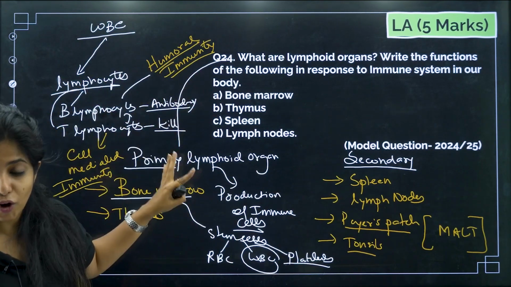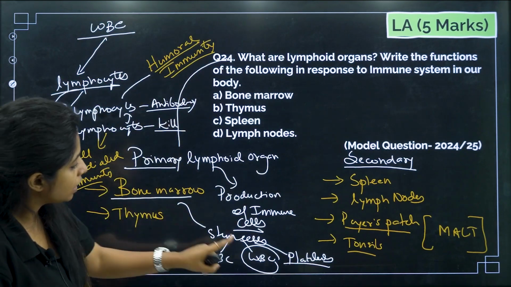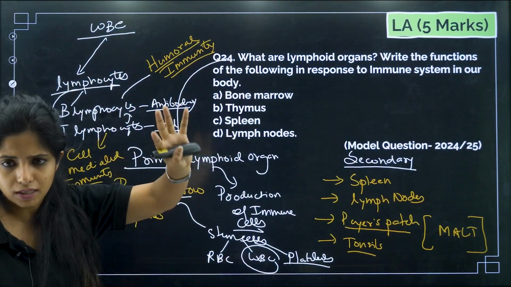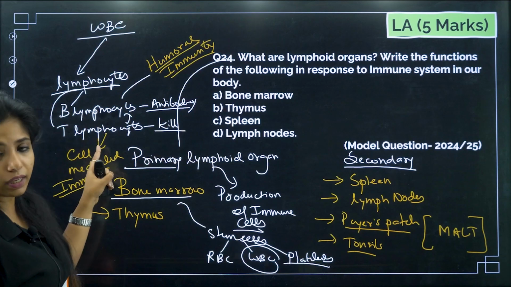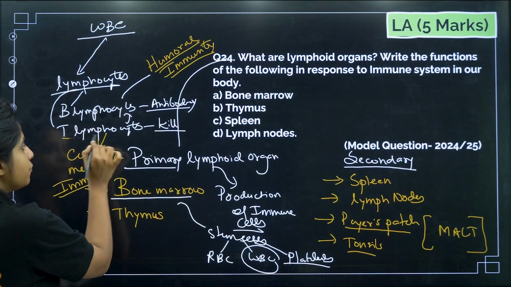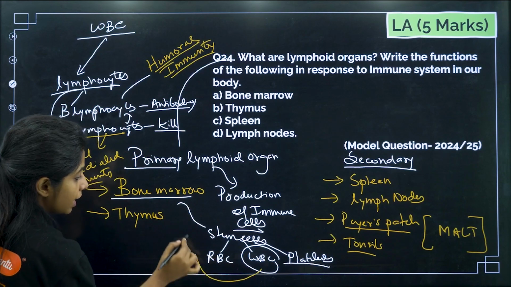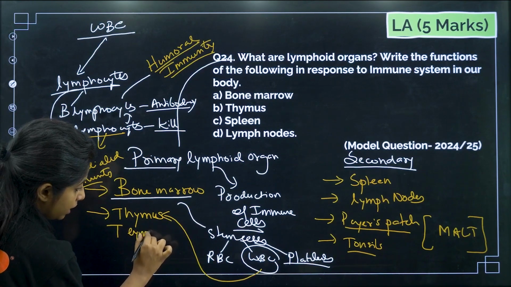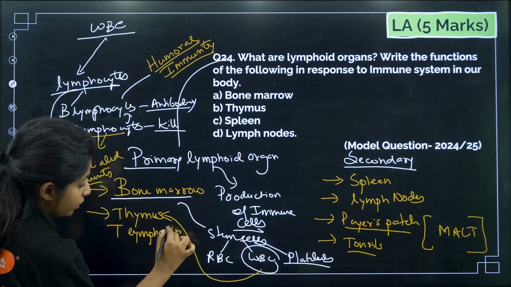Why am I saying all this? Because, my dear children, WBCs, I said one type of WBC is lymphocyte, others are neutrophils, basophils and things like that. Basically, the B lymphocytes mature in the bone marrow itself. But T lymphocytes will go to the next area, which is known as thymus. So T lymphocytes will be moving to the thymus.